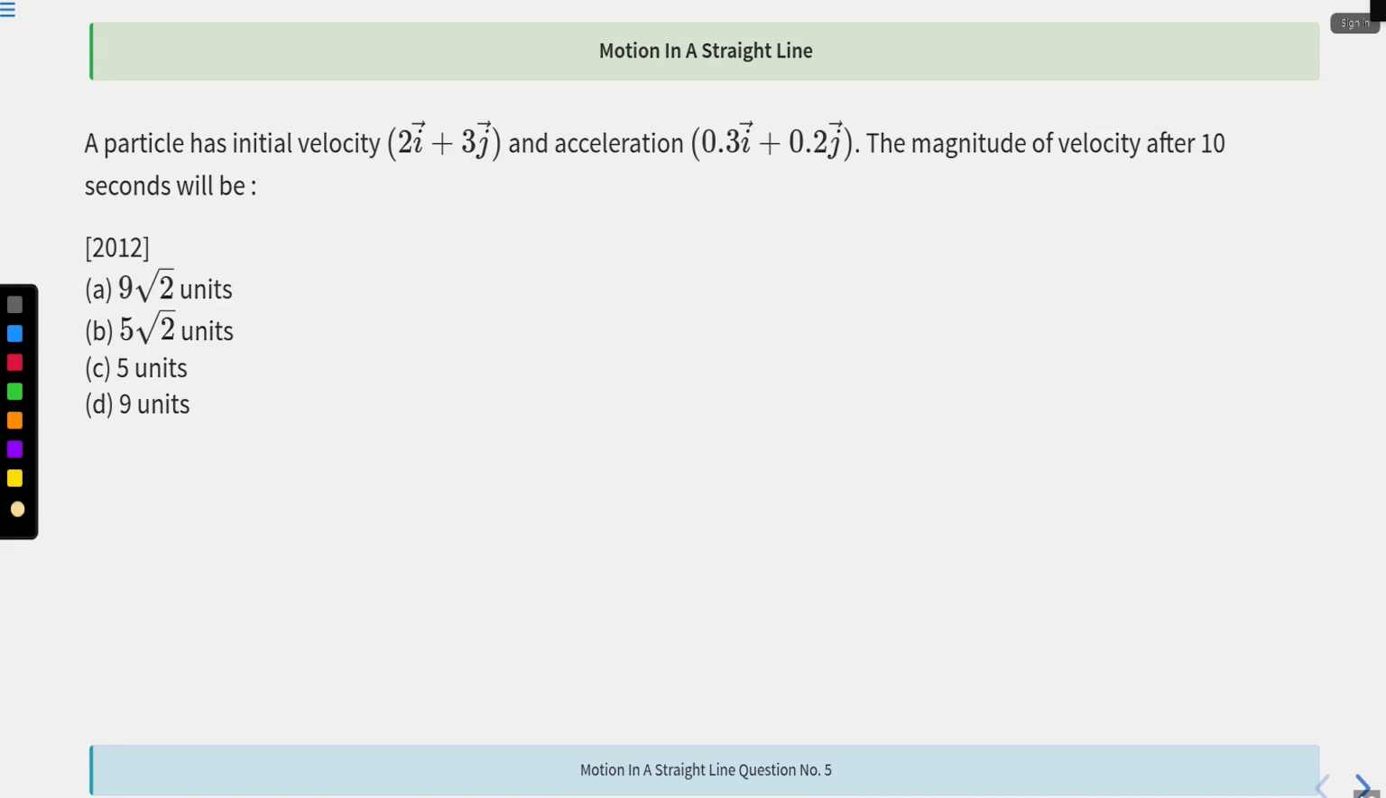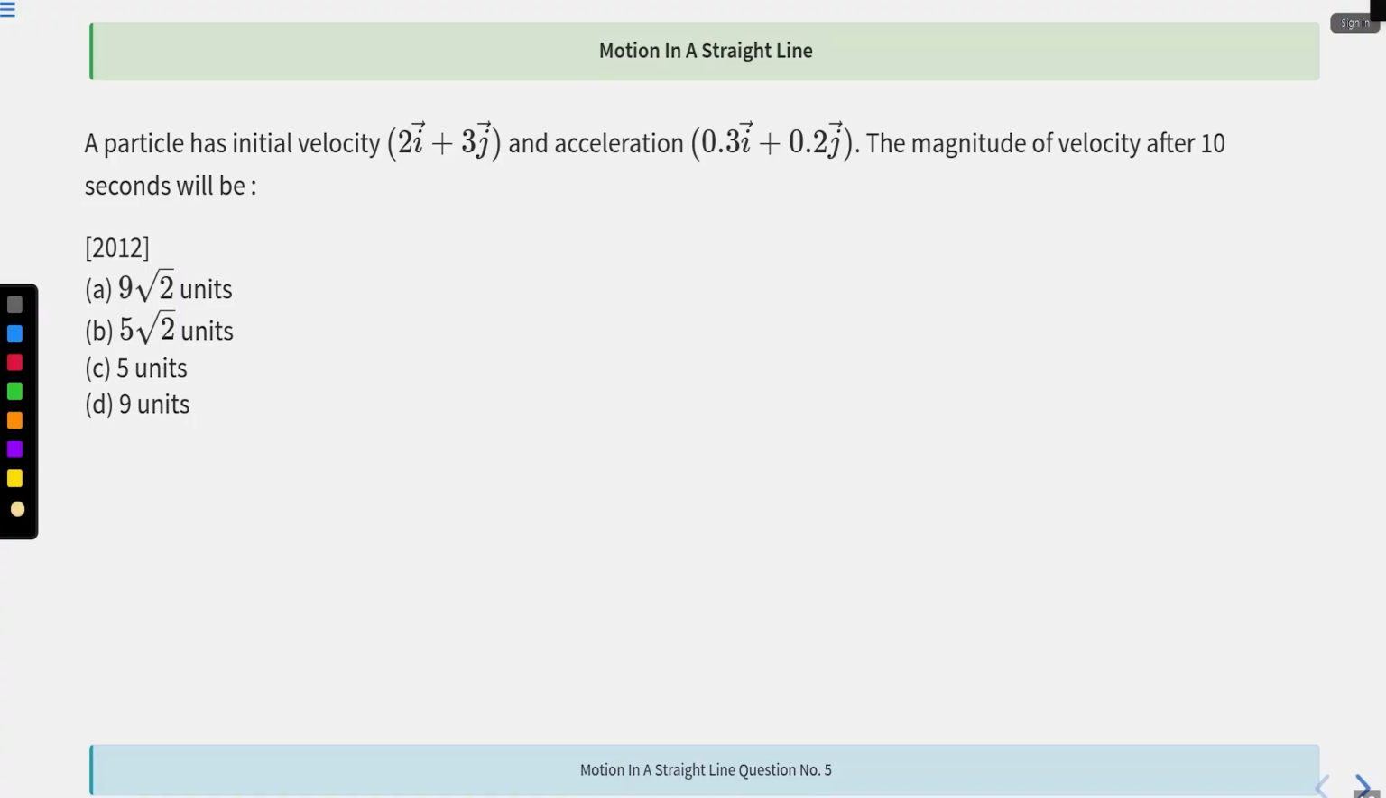Now the next question, question number 5, PYQ question 2012. A particle has initial velocity 2i cap plus 3j cap. So now we have seen questions where we have dealt with displacement, time equation, acceleration, as well as velocity. More or less, everything is covered in terms of equation. Now, there's a new possibility, that is vector representation. So that is what is given to you over here: 2i cap plus 3j cap.